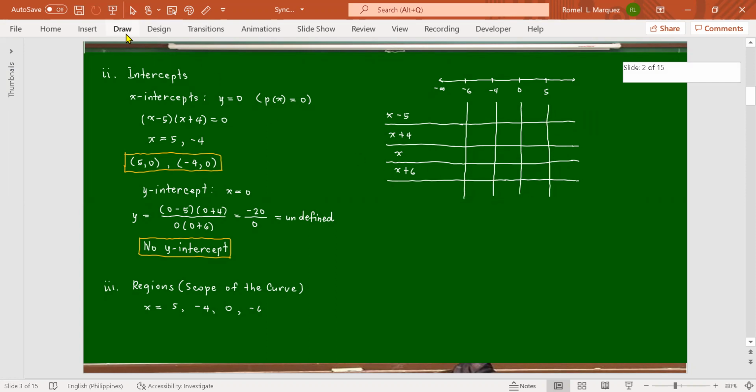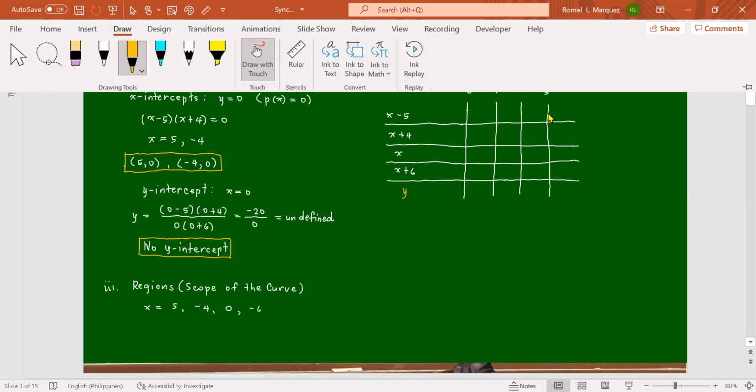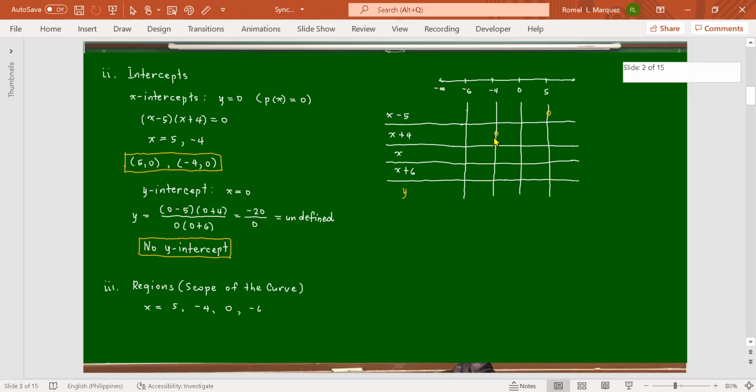Determine the sign of y. y means the quotient of the simplified rational function. So what's the sign again, guys? At 5, at negative 4, at 0, at negative 6. To the right, positive, because everything has positive coefficients for x. So the right side of 0 is positive, and the left side is negative. Okay, guys?